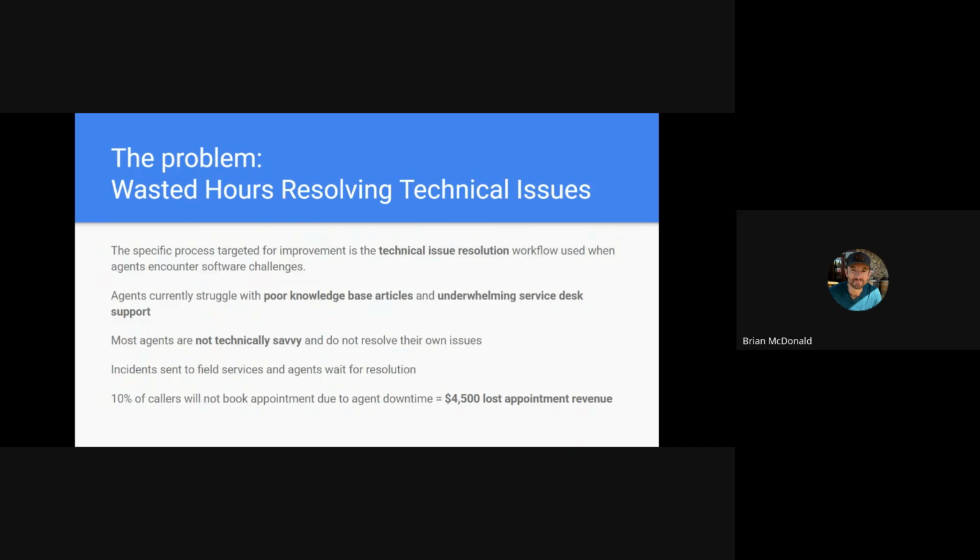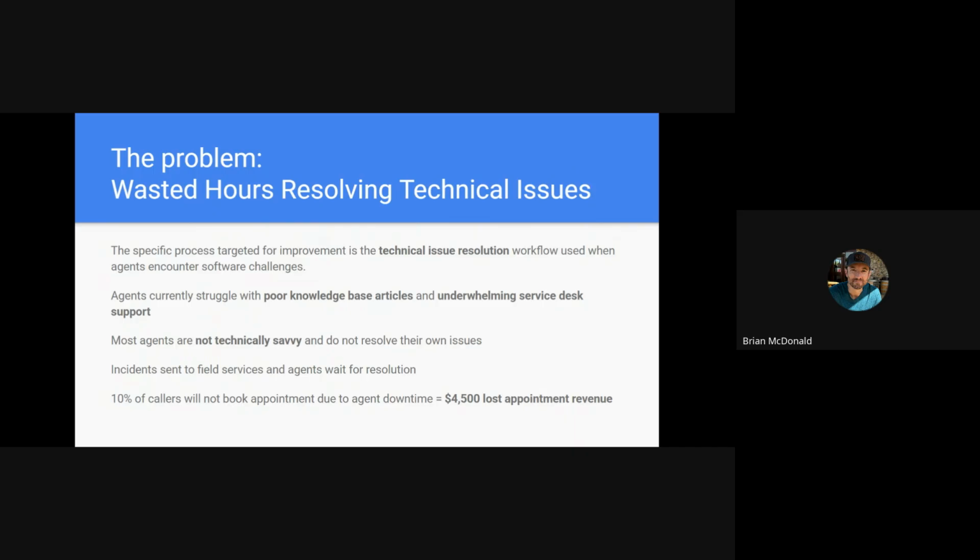So I want to frame the problem that we're trying to solve. Essentially, it is around wasted hours where the agent is trying to resolve technical issues. Like I mentioned, they do have a lot of applications they use, and they rely on support from those application teams and service desk and so on. Many times they will run into issues that they cannot always resolve themselves, and a lot of times have to call in to the service desk and try to get those resolved.